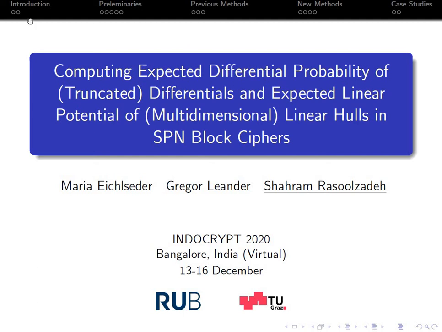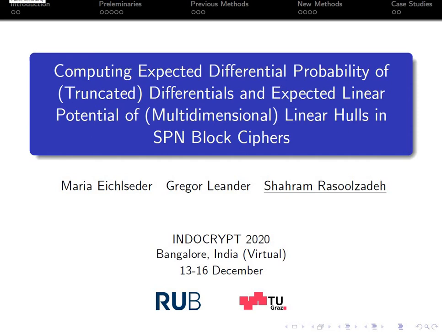Hi, I'm Shahram Rasoolzadeh and I'm going to present our paper entitled Computing Expected Differential Probability of Differentials and Expected Linear Potential of Nonlinear Hulls in Substitution Permutation Block Ciphers. It's a joint work with Maria Eichlseder and Gregor Leander, and it is accepted to Indocrypt 2020, which is going to be held virtually in India on 13th to 16th December.